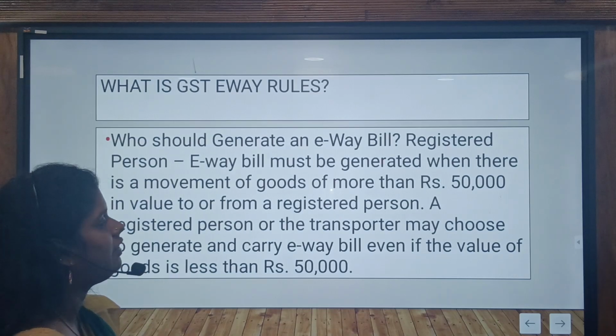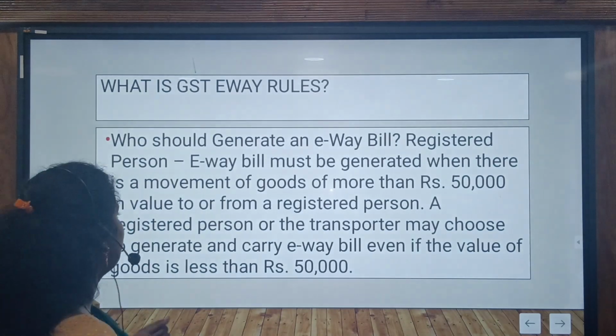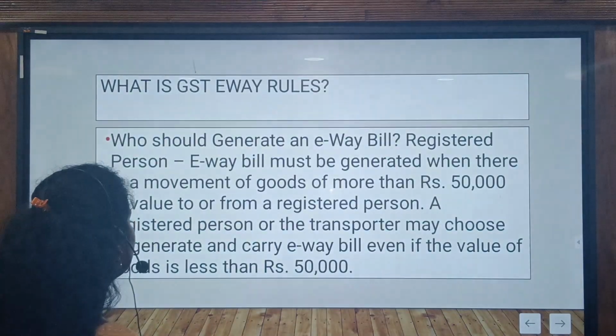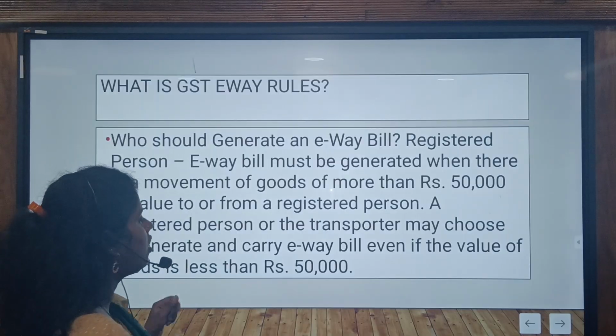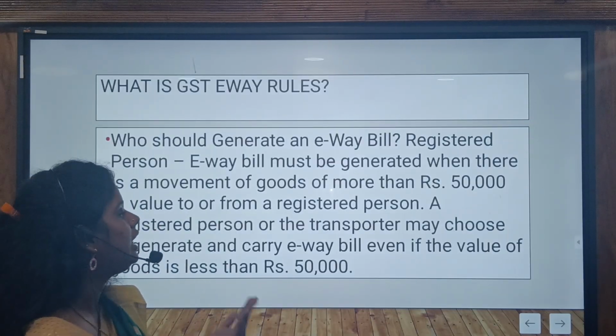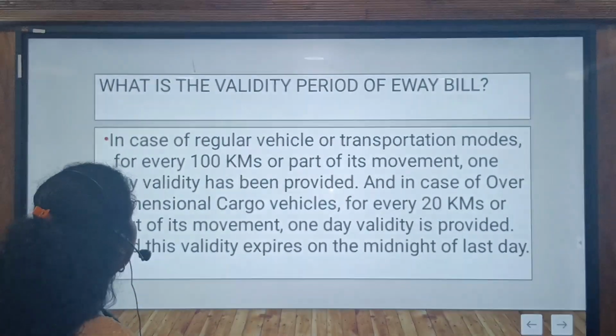So what are the GST e-way rules? Who should generate an e-way bill? A registered person must generate it when the movement of goods is of more than rupees 50,000 in value to or from a registered person. A registered person or the transporter can also carry an e-way bill even if the value of goods is less than rupees 50,000.